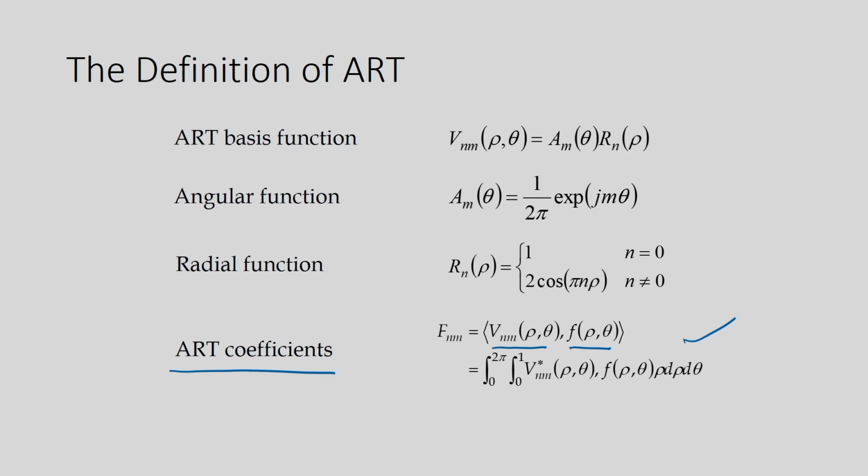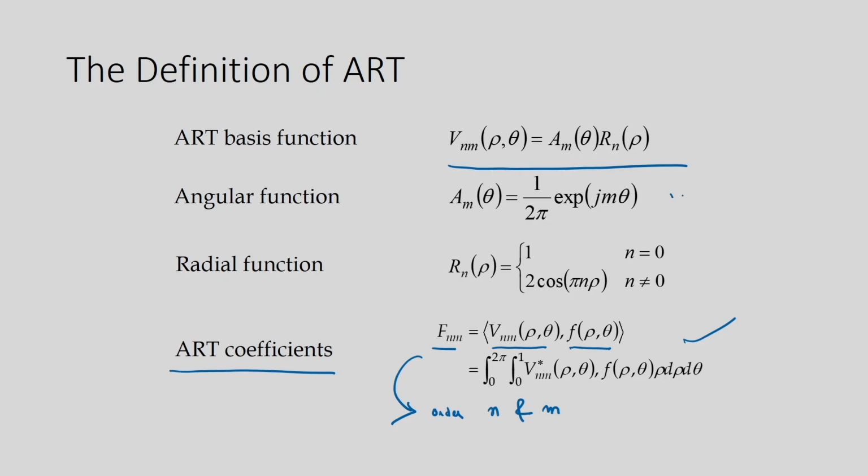So in this case F_nm are the ART coefficients, that is, the angular radial transformation coefficients of order n and m. And this ART basis function is separable along the angular and the radial direction. So we have the ART basis function that is separable along the angular and the radial direction.